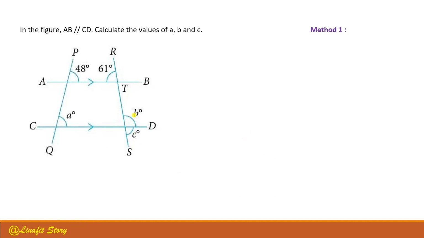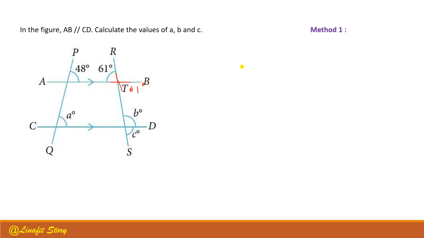In the figure, AB is parallel to CD. Calculate the values of A, B, and C. There are two methods to solve this question. So first here, we will find angle C. Look, this is vertically opposite angle. This is 61, this is also 61 degrees.